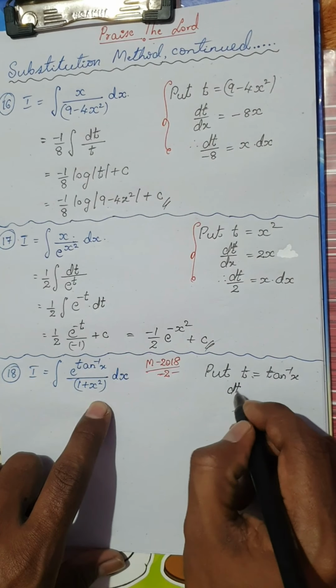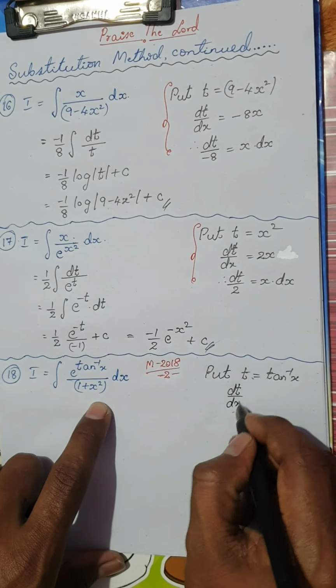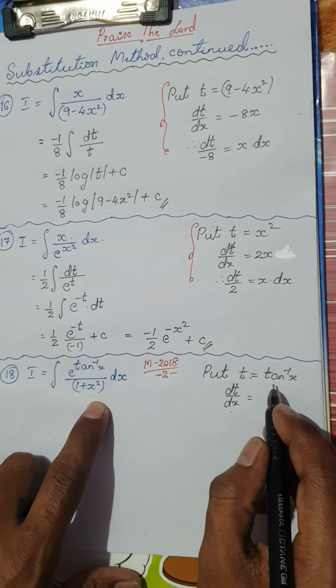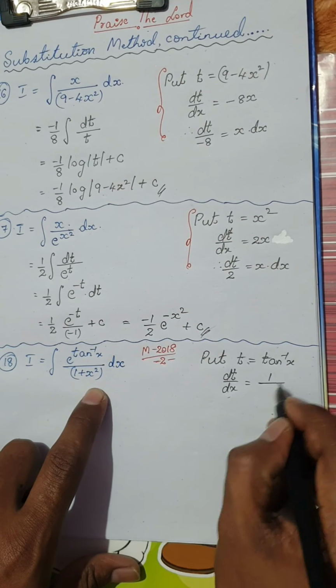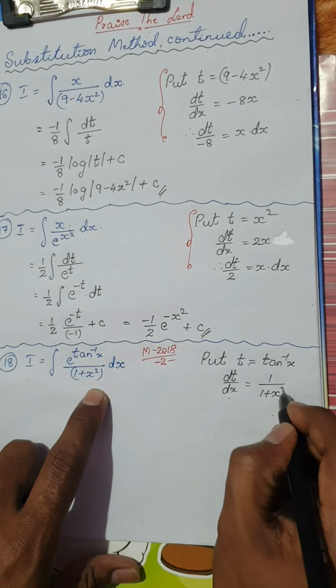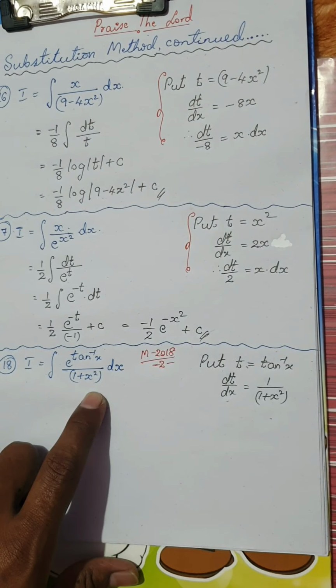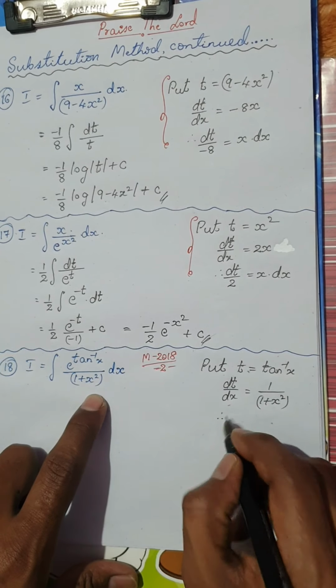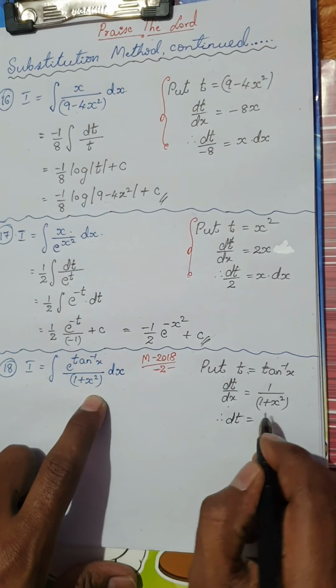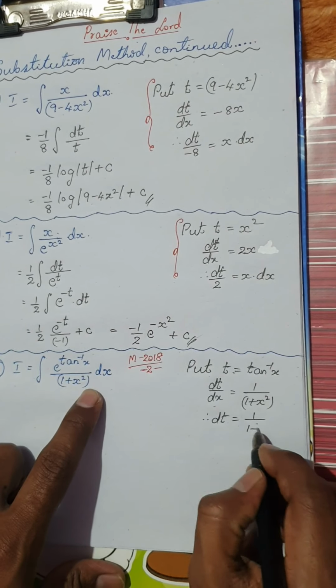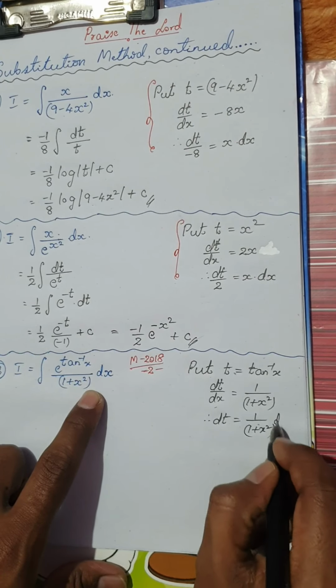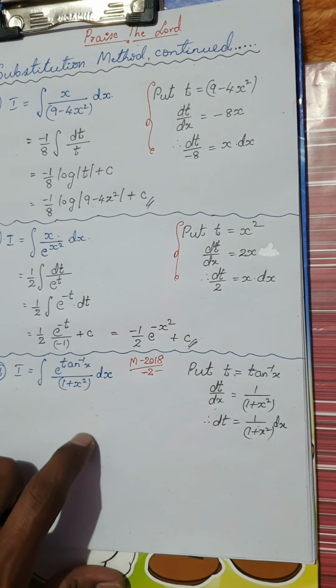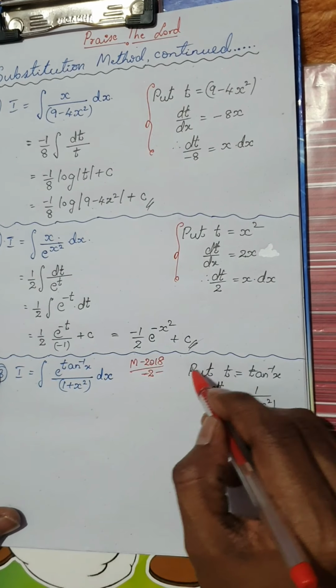Now, if you differentiate with respect to x, dt by dx would be, what is the derivative of tan inverse x? We know the derivative of tan inverse x is 1 divided by 1 plus x square. Therefore, dt would be 1 divided by 1 plus x square into dx. Okay, so this is the substitution part.